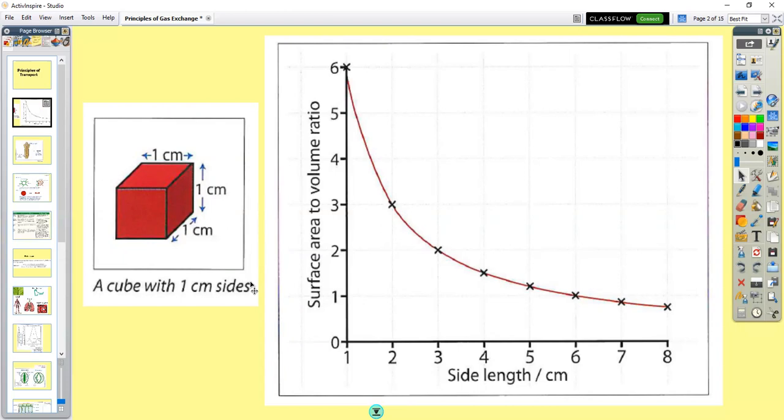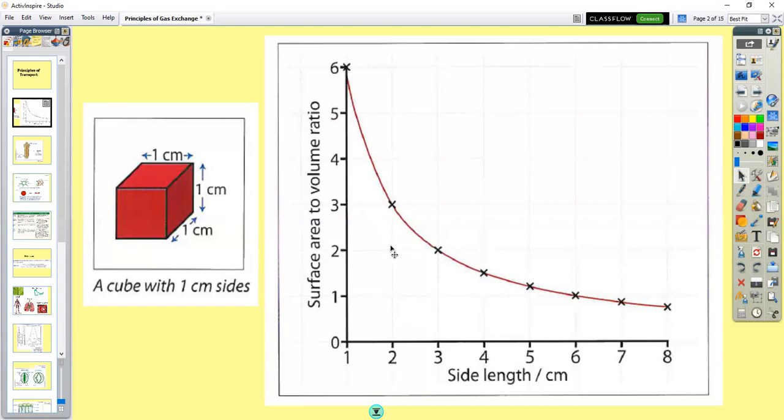Okay, whereas if something is, let's say, 4 centimeters by 4 centimeters by 4 centimeters, you would have a surface area of 4 by 4, which is 16, times 6 is 96. So the surface area would be 96. Its volume would be 4 by 4 by 4, which is 64, which would give it a surface area to volume ratio of 1.5 to 1, or 3 to 2. So it gives it a surface area to volume ratio of about 1.5.